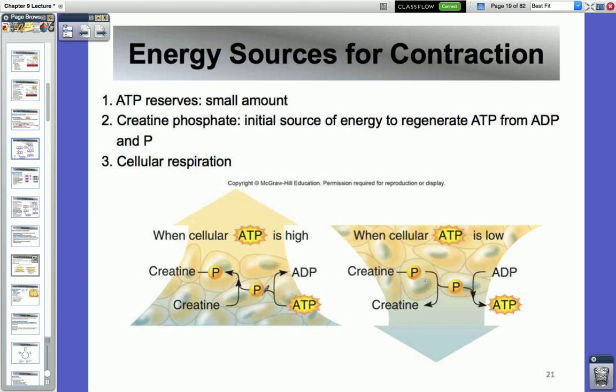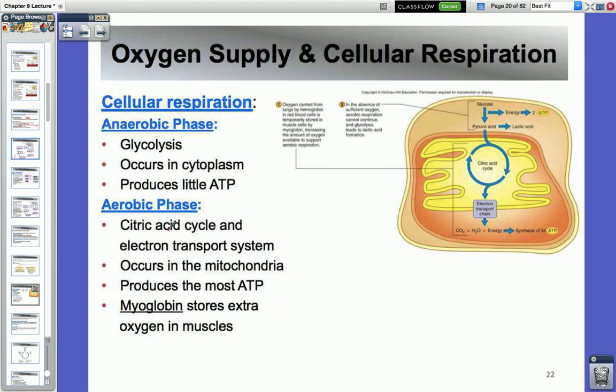However, the majority of our ATP is produced through cellular respiration. And with cellular respiration, if y'all remember, we have anaerobic and aerobic phases. Anaerobic respiration is when it's very low in oxygen, which means we're going to have very little ATP. But aerobic respiration is where we're going to have most of it.